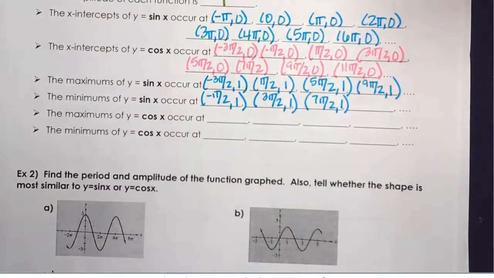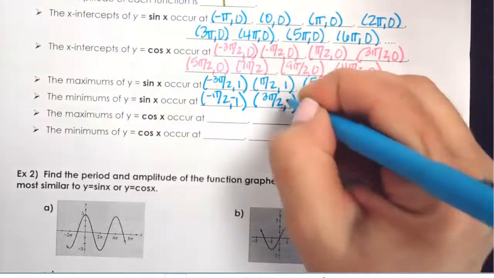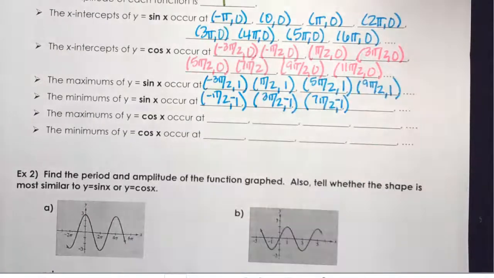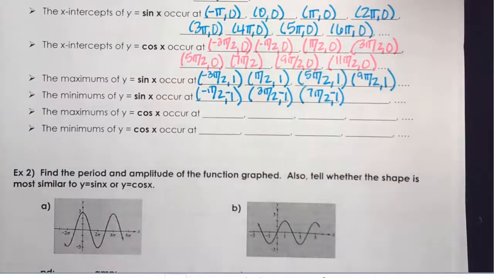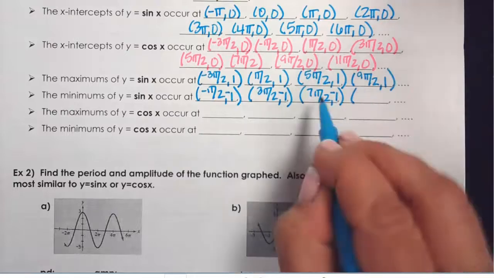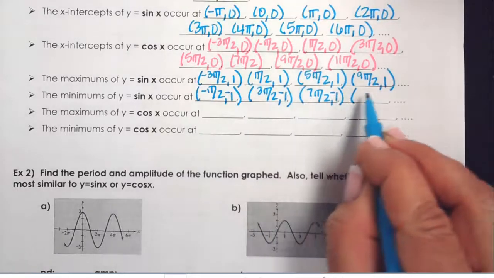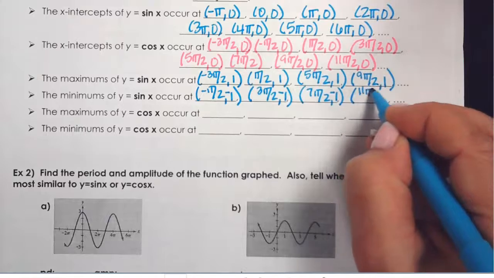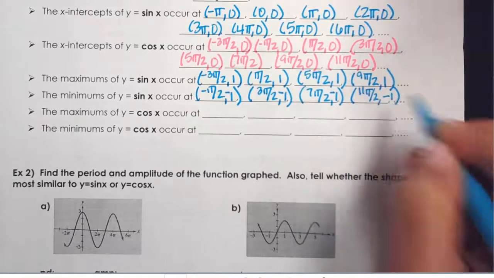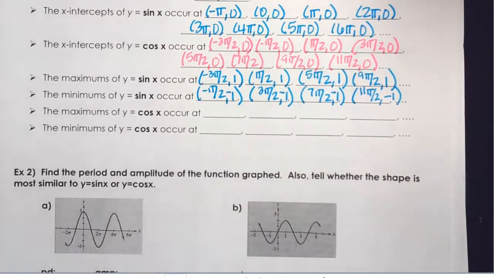So if my last, oh, these should be negatives, sorry, negative 1. Okay. So if the last negative that we graphed was at 7 pi over 2, negative 1, where would the next minimum be? If I add another 2 pi to that, that would be 11 pi over 2, negative 1. Okay.